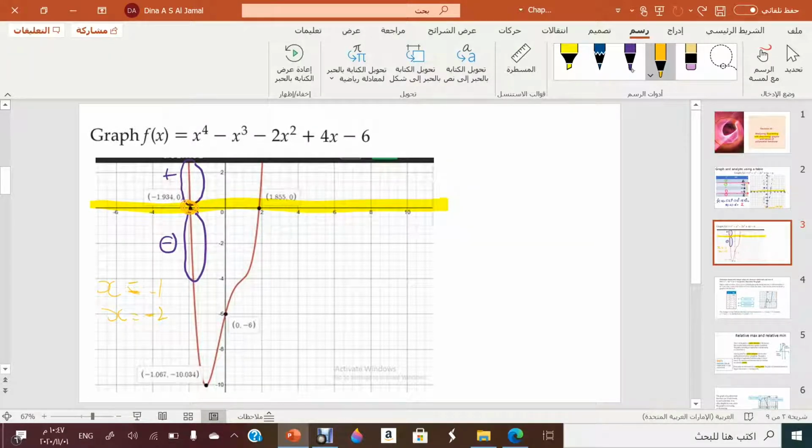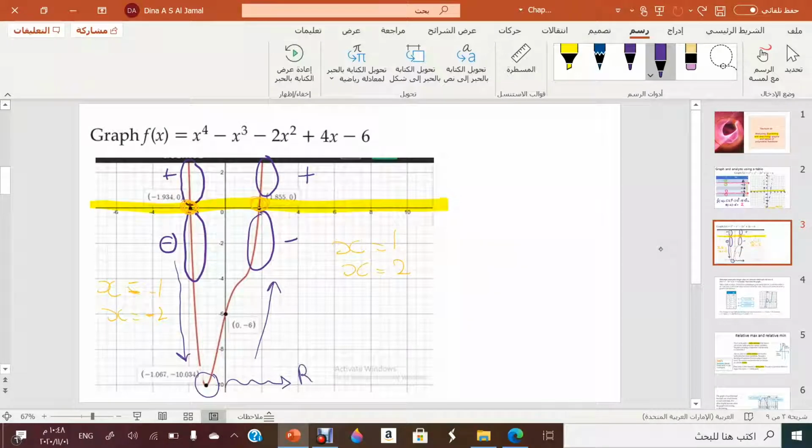Then let's look at this one. It was here negative, then it became positive. By the location principle, that means I'm having exactly one root here between x equals 1 and x equals 2. Now let's continue analyzing the graph. f of x is decreasing, then it is increasing. So that means I'm having a relative minimum here. And it is equal to around -10, and it will be occurring at x equals -1.